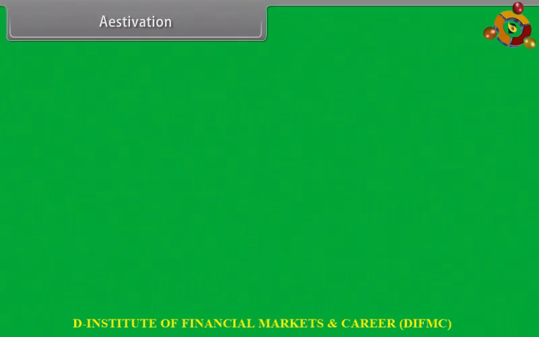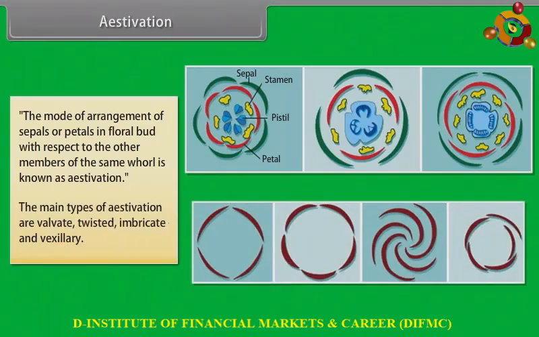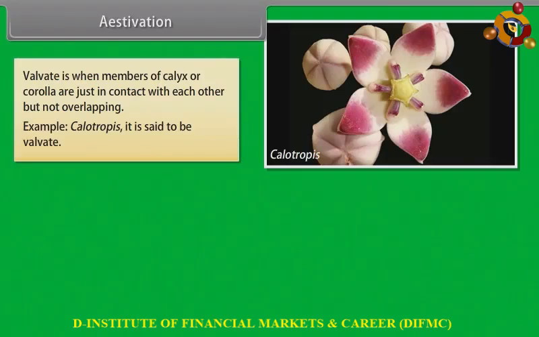Estivation. The mode of arrangement of sepals or petals in floral bud with respect to the other members of the same whorl is known as estivation. The main types of estivation are valvate, twisted, imbricate, and vexillary. Valvate is when members of calyx or corolla are just in contact with each other but not overlapping. Example, calotropis. It is said to be valvate.